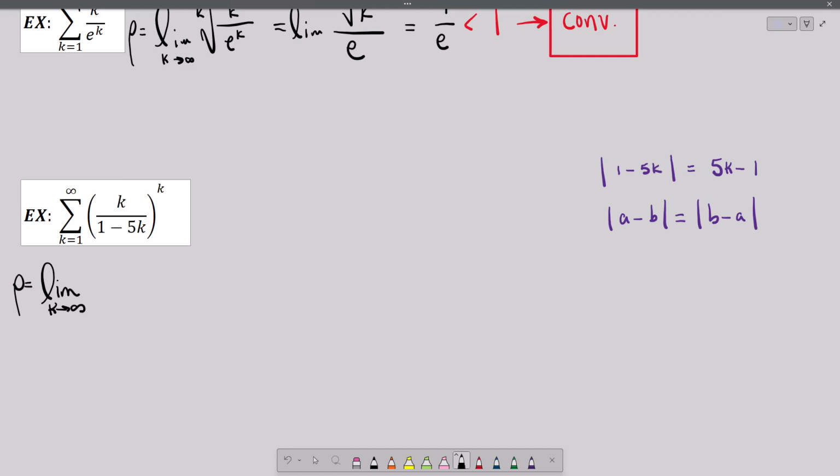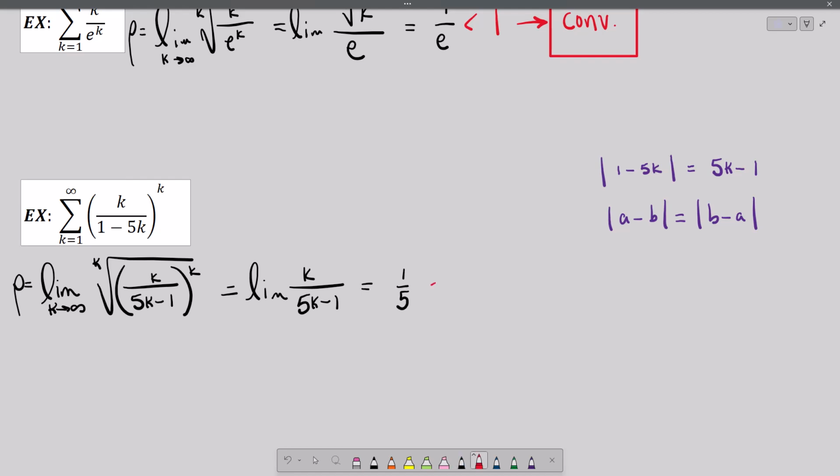All right, so when we take this kth root of all of this, again, we're taking the kth root of the absolute value, so I'm just going to put that in right there. That is the absolute value of 1 minus 5k. When you take that kth root, that power vanishes, so you have the limit of k over 5k minus 1. And what's that limit? 1/5. And we compare it to 1, and our conclusion, just like the geometric series, less than 1 converge, bigger than 1 diverge. So therefore it converges.